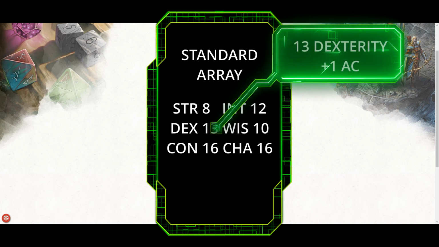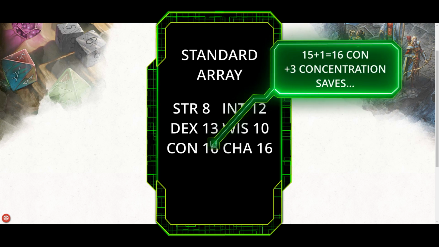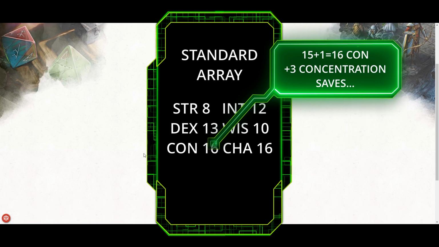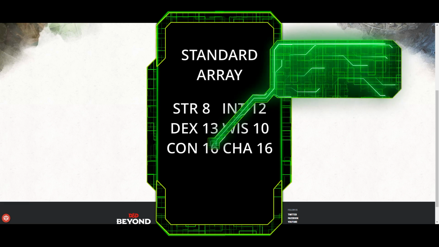13 in dex. Some armor class bonus. Not much, but some is better than nothing. I put a 15 into my constitution and boosted it to 16 with my +1. Gave me a 16 constitution, plus 3 hit points and a higher bonus for concentration spells. Being a spellcaster's hard work.